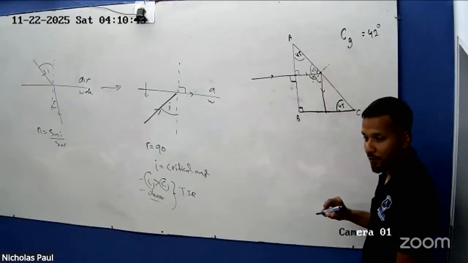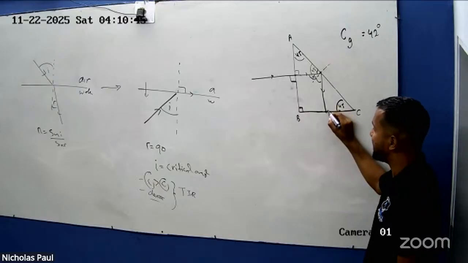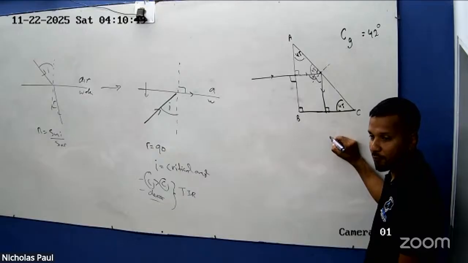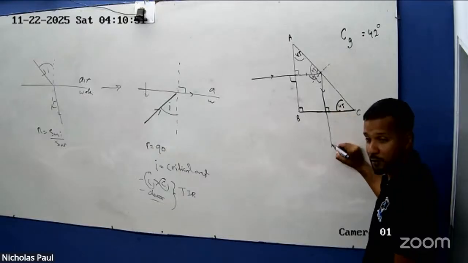Right, question. What's the angle it meets in here at? 90 again. So what will happen? It will come straight out. You're okay with that?